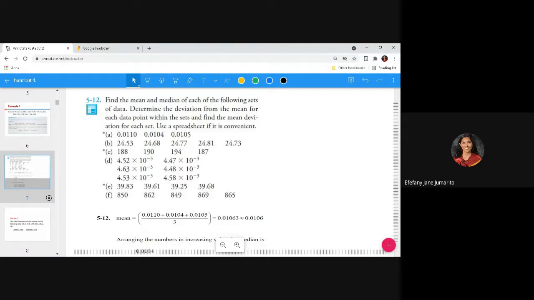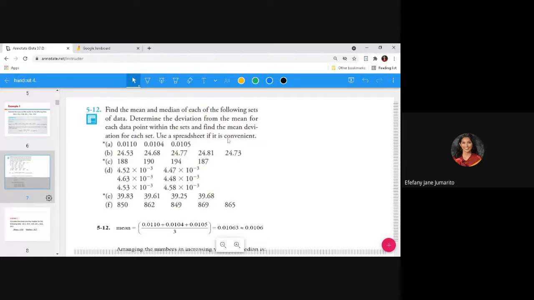Mean. Yes, please. 4.54 times 10 to the power of negative 3, ma'am. Okay, so same. All right, so that is our mean. So you just add the 6 values, and then you divide it with 6 because there are 6.